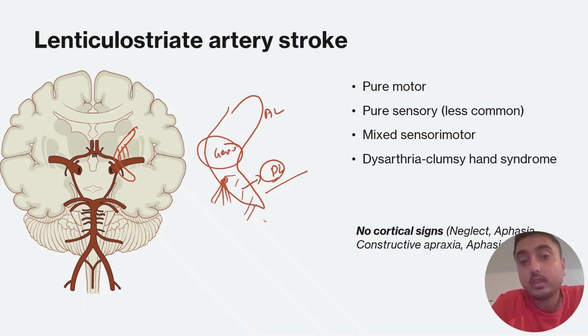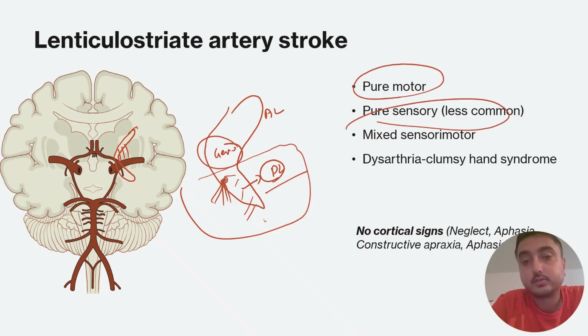So if the posterior limb is involved, then we'll have a pure motor stroke or a pure sensory stroke, but pure sensory is less common because the fibers are dispersed. So if we have sensory involvement, then we basically will have mixed sensory motor stroke.